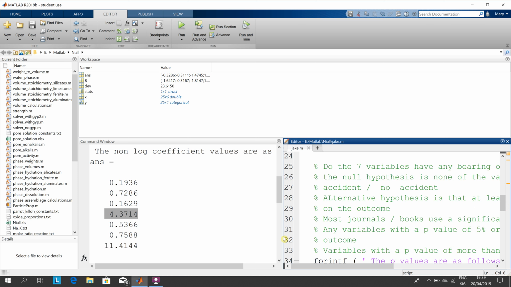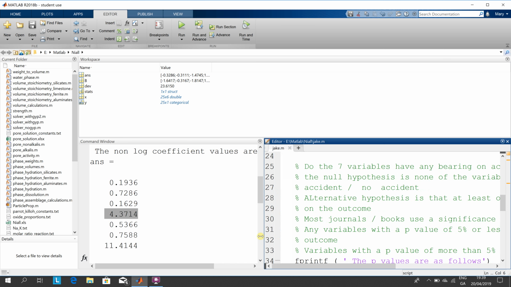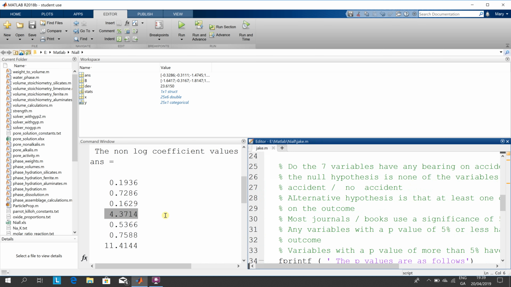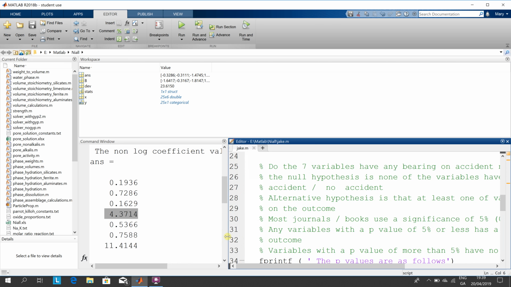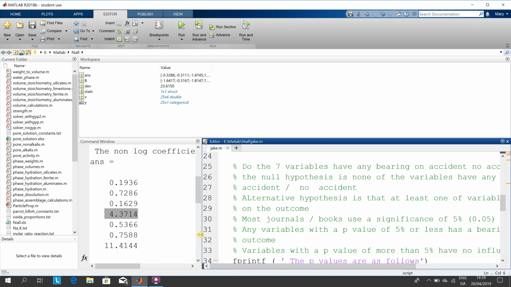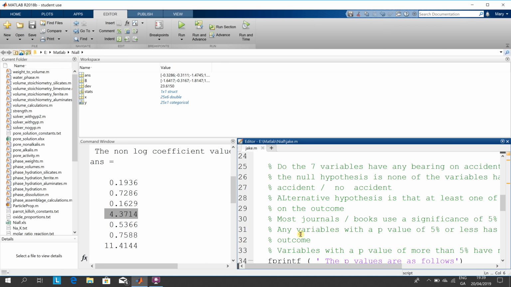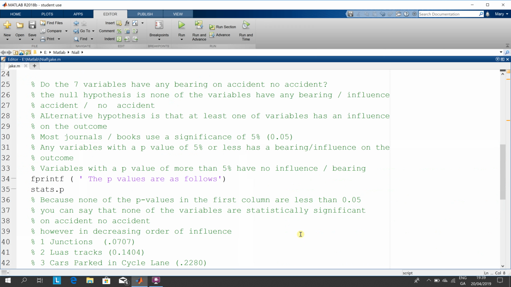I'll just scroll that a little bit here so we can see what's going on. So there are 7 variables. Remember, there were 6 X's plus the intercept. I'm just going to scroll here a little bit and blow it up. So, do any of the seven variables have any bearing on accident, no accident?